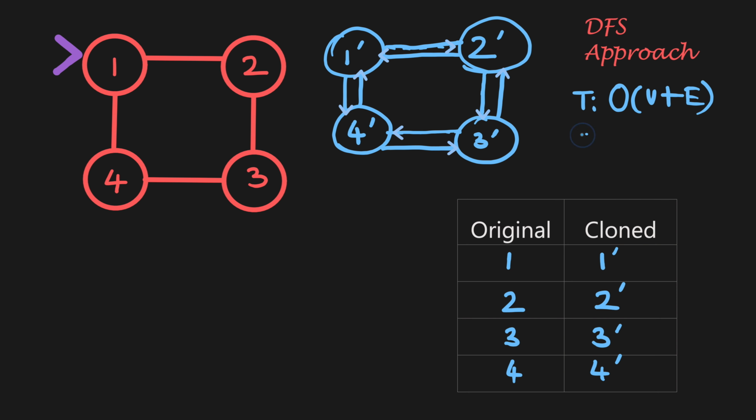And the space complexity is O of V. For storing original to clone mapping in the hash map, we also need space for the recursion stack used by the depth first search. In the worst case, such as a graph that looks like a straight line, this stack depth could go up to V. Hence, the overall space complexity is O of V.